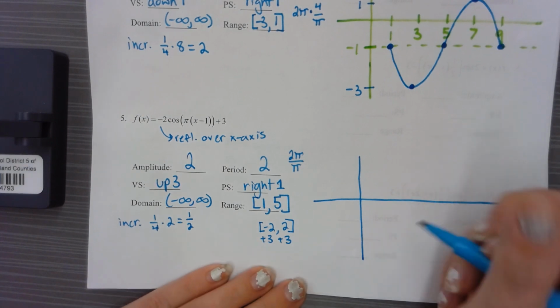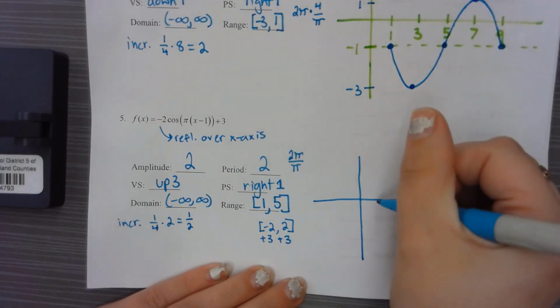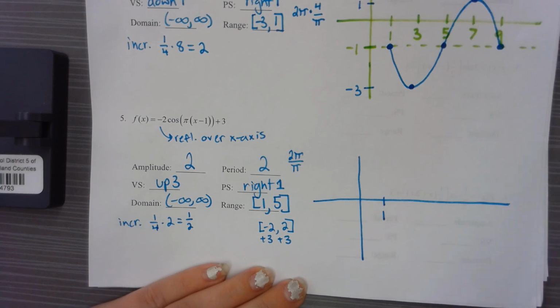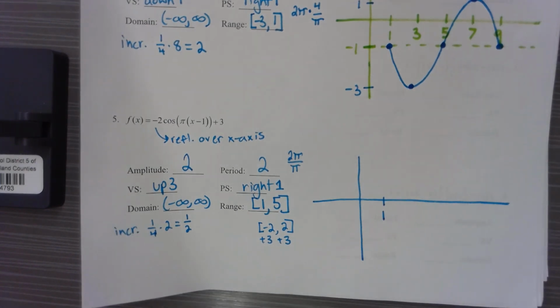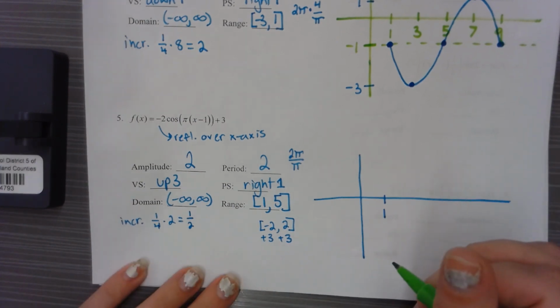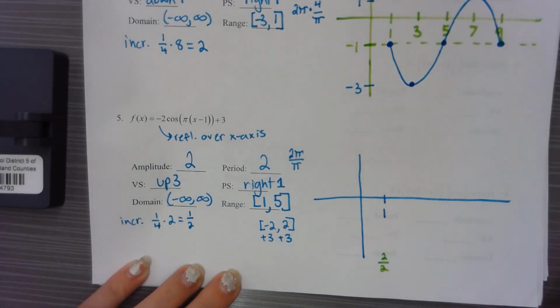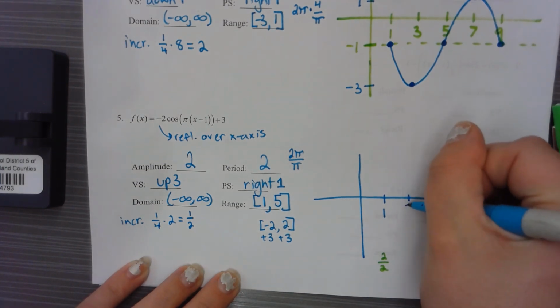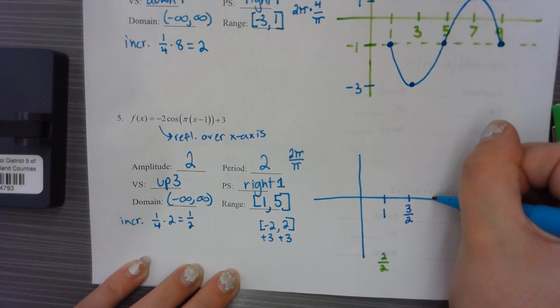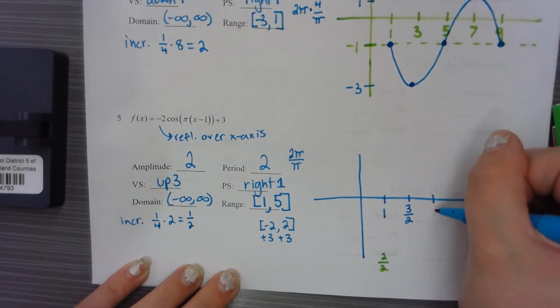Okay, so again, I'm shifting to the right one, so that's where that first is going to start, and each time I have to add 1/2. Do we understand that? Yeah? So how can I write 1 as a fraction with a denominator of 2? 2 over 2. Do we understand that? So what should my next tick mark be? 3 over 2. Then it would be 4 over 2, which is 2. Do we understand that? Yes? Okay?